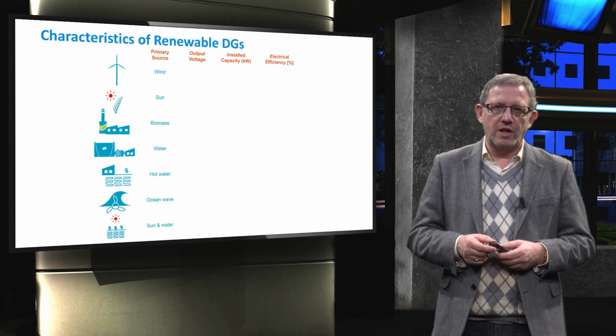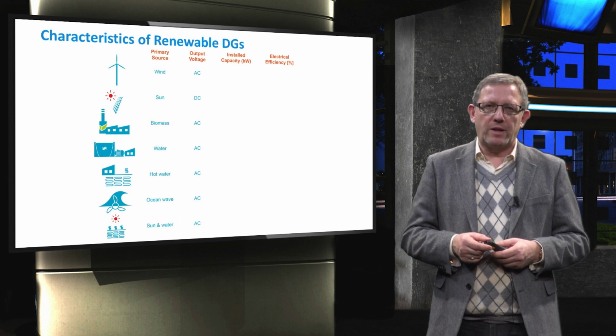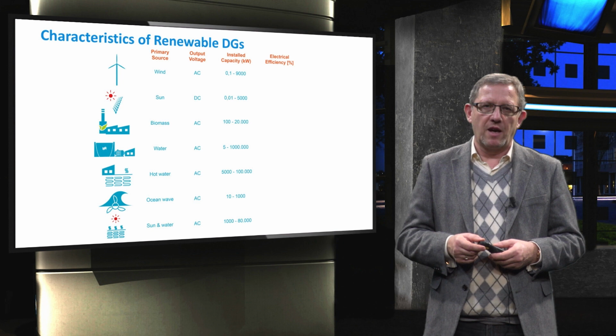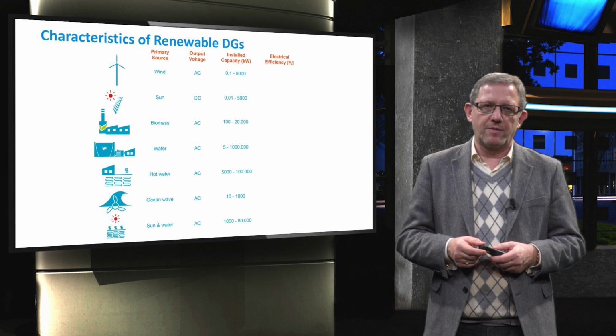The output voltage of all these technologies, except solar photovoltaics, is AC. With respect to the installed capacity, over the last year, large-scale wind turbines up to 9 megawatt have been installed, and upscaling is the way to reduce the cost. Also, the largest installed capacity of hydro units is now over 1 gigawatt.